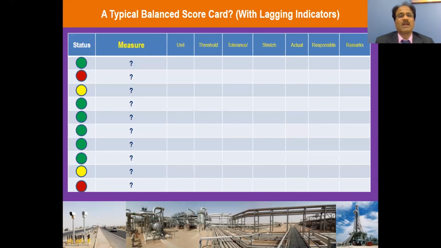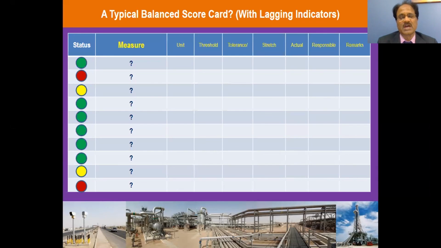if you see what I have shown here, you put the name of the measure, and you have the unit, threshold, tolerance, and the step, and then the actual value, and who is responsible for achieving this particular measure. All those things are there. Based on the actual values, when it exceeds the target, accordingly it shows green or red. We call it basically a traffic light, to monitor the performance, whether you are within control or not.